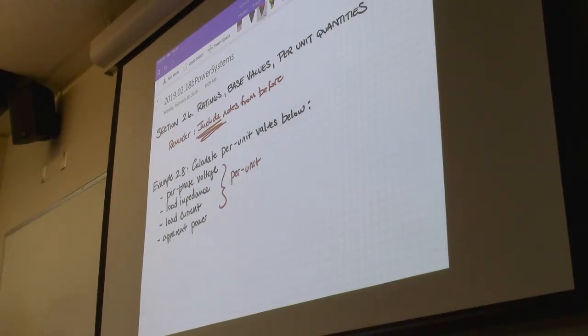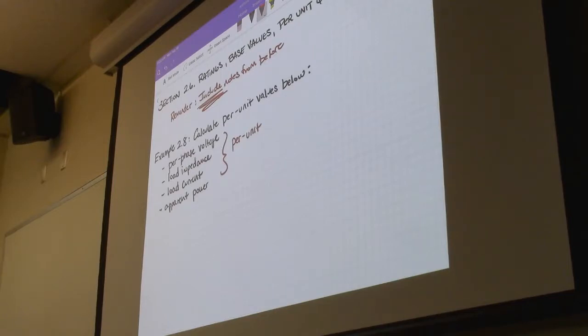Per unit is when we take the values that are in actual units, watts, volts, amps, ohms, and we convert it using a set of bases or rated values, all to percentages of those rated values. You can perform a three-phase analysis using per unit values. You can perform a per phase analysis using per unit, or vice versa. Per phase, not using per unit. They have no relation to one another.